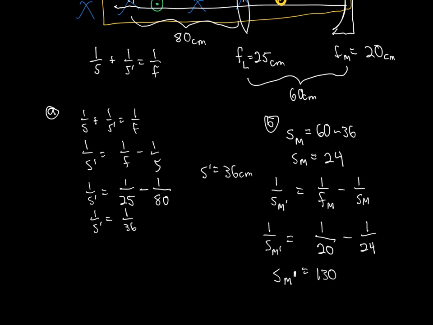Now they ask us, what part? Where does the lens form the final image of the second image? What that's telling you is this image, this S M prime, becomes the object for the lens again. So the lens is going to focus on that image to form the final image of the whole overall thing.